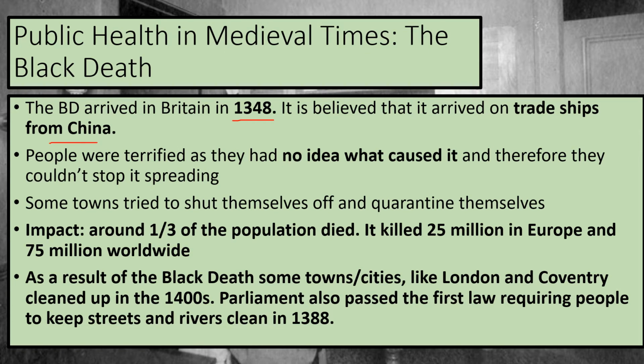Now, people were truly terrified of the Black Death, and it's no surprise that they were. If we think about the impact of it, a third of the population died. In one particular town in England, a place called Jarrow, 80% of the population there died. It also killed 25 million in Europe and 75 million worldwide. Those numbers are absolutely horrific by today's standards. But at the time as well, you've got to remember that the world's population was so much smaller. So this had an even bigger impact on people at the time.